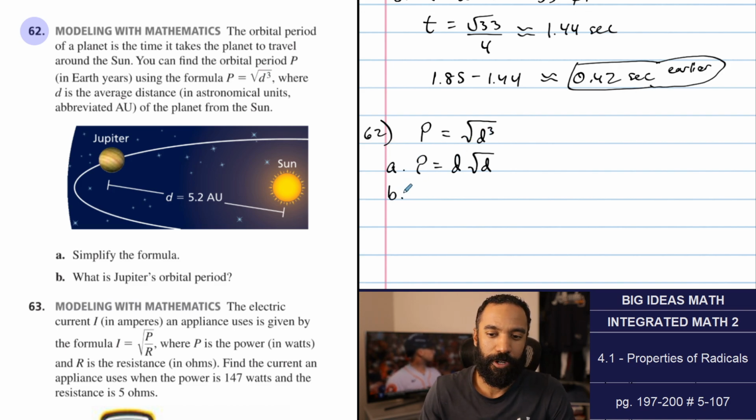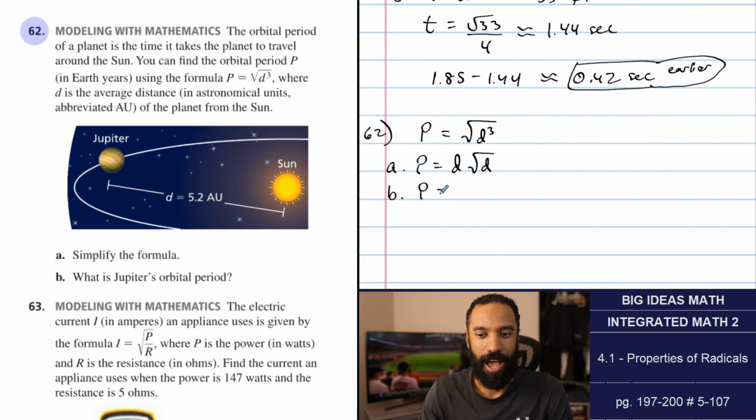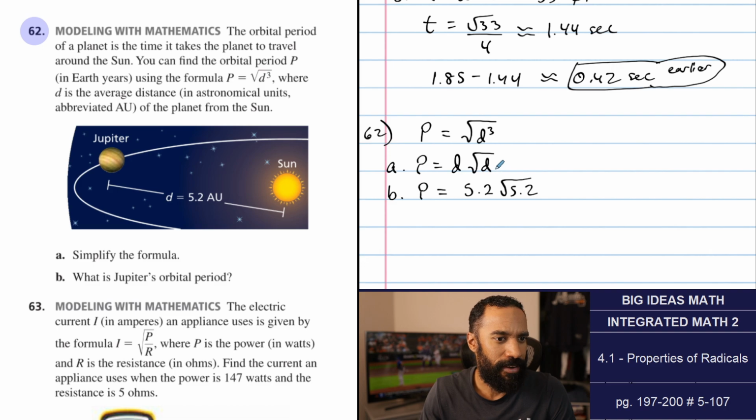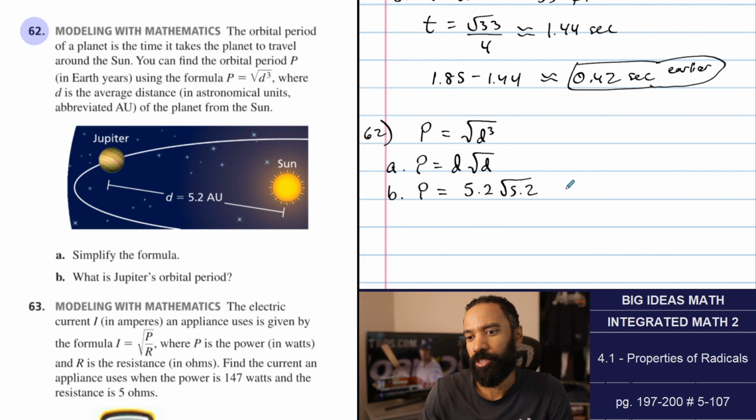Part B, what is Jupiter's orbital period? So Jupiter's is 5.2 astronomical units. I guess I'll use the simplified version. So 5.2 root 5.2. And this is in, I didn't see what this is in. Earth years? Is that the unit? The orbital period is in Earth years.